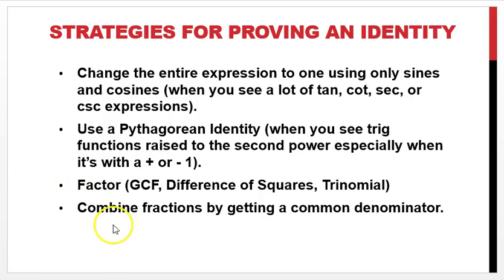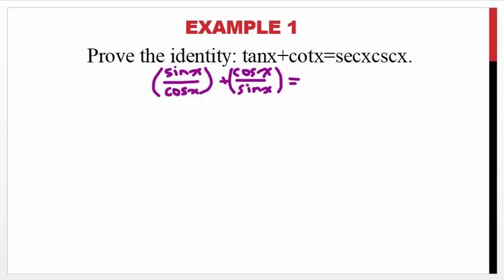But I do have two fractions that are being added, so let's see what happens if we combine them by getting a common denominator. So remember that to get a common denominator, you need to take the denominator of each fraction and multiply it by the other fraction. So this denominator of sine of x needs to be multiplied on top and bottom.